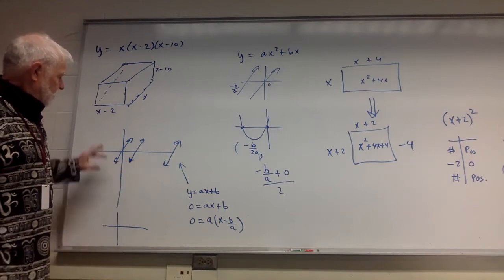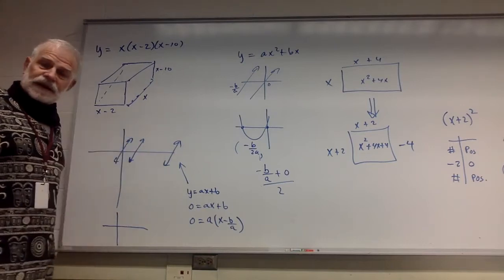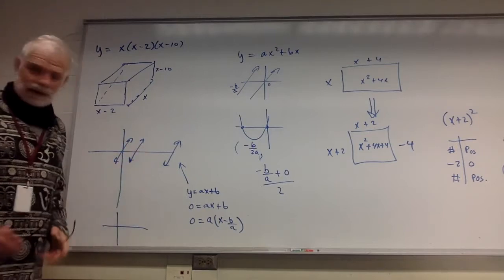graphical perspective, we have y equals x, we have y equals x minus 2, we have y equals x minus 10, three linear functions. And we're going to multiply. And what does that mean, to multiply?